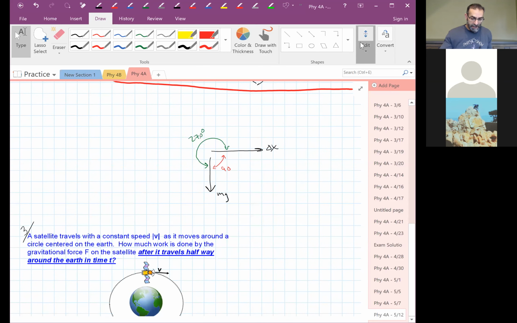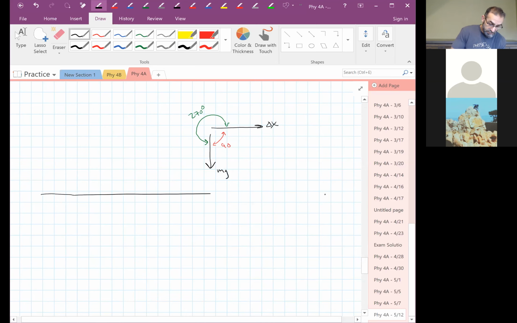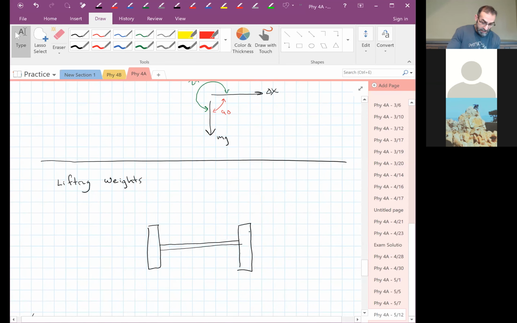Let's talk a little bit more about forces and work done. So again, we've got to think in terms of physics definitions. So let's think about what happens when we lift weights at the gym. So you've got a barbell and you push on it and it moves up, right? It moves up by some distance delta Y.